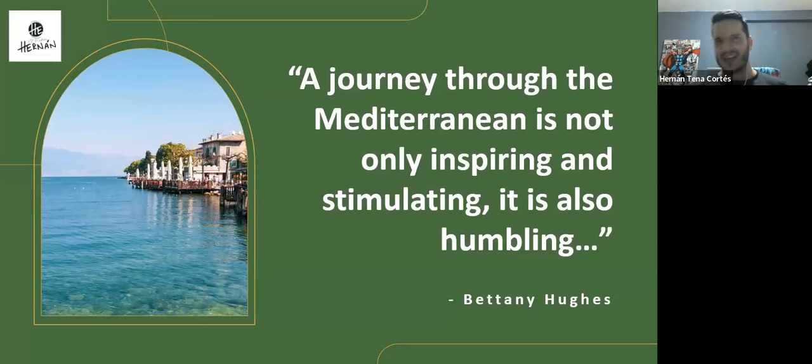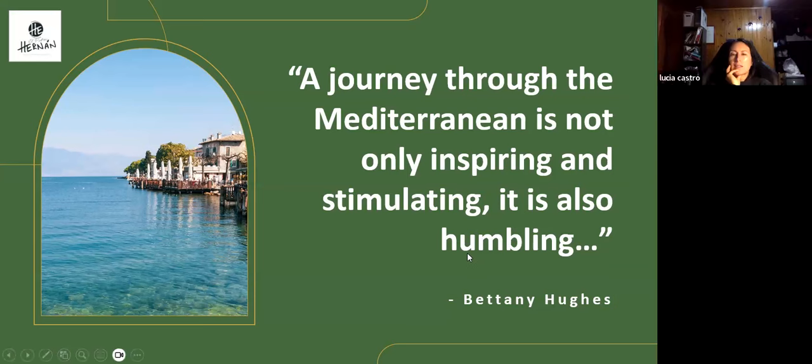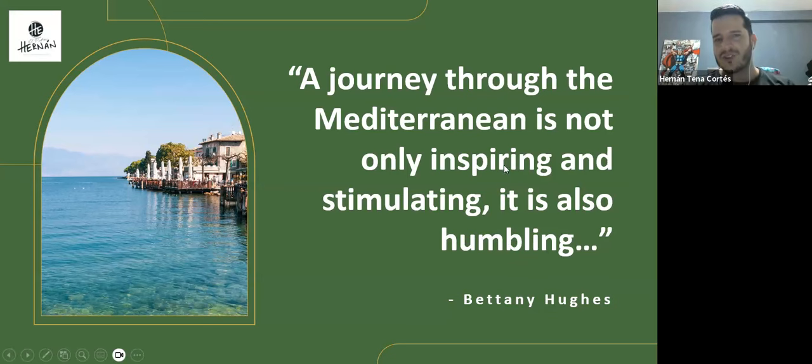Look at this quote here. It says, a journey through the Mediterranean is not only inspiring and stimulating, it is also humbling. Humble, esta palabra humbling, viene de la palabra humble, que significa, ¿cómo se dice en español humble? Viene de humildad. Lo vuelve más humilde a uno. That's the word. So if you're a humble person, you're una persona humilde. So they say when you go through the Mediterranean, it inspires you, it stimulates you, and it humbles you.